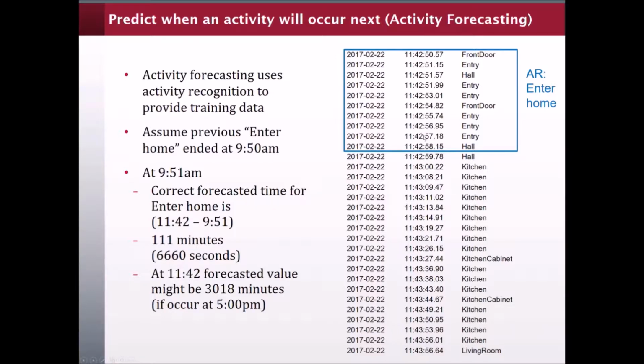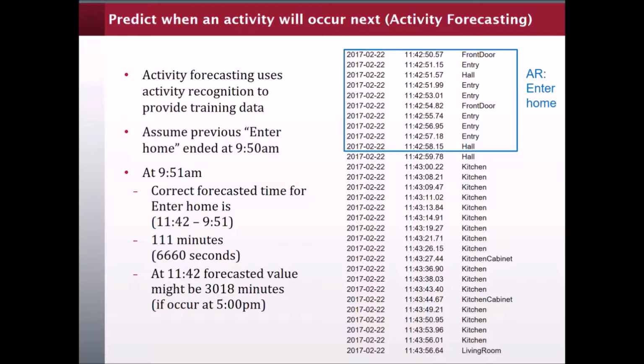You can see here that activity recognition has labeled this feature vector with an activity called Enter Home, which corresponds to the video in which the resident entered the home before she started to put away groceries. Activity forecasting will actually use activity recognition to help provide training data. These labels are necessary in order to be able to determine from sample data when the activities do occur, so that a machine learning algorithm can eventually learn when they will occur again in the future.